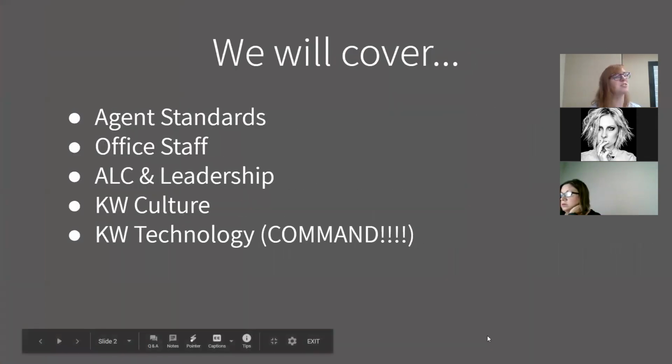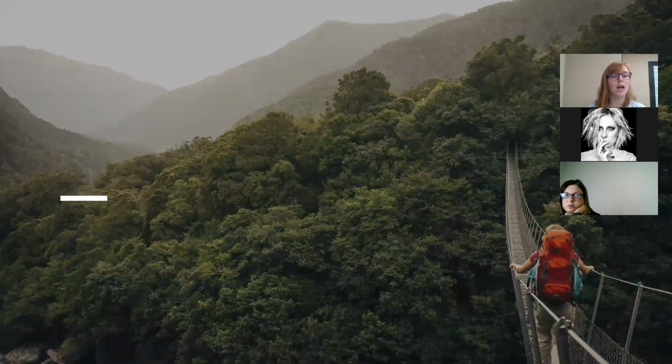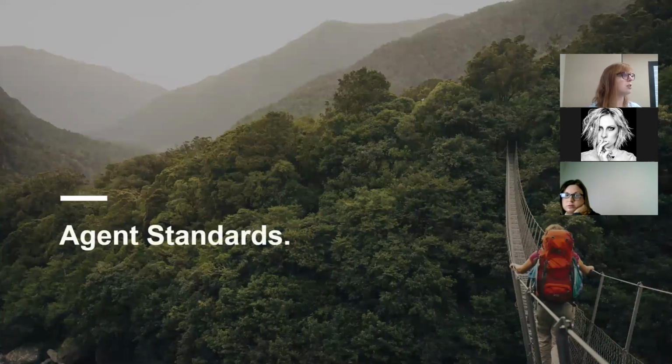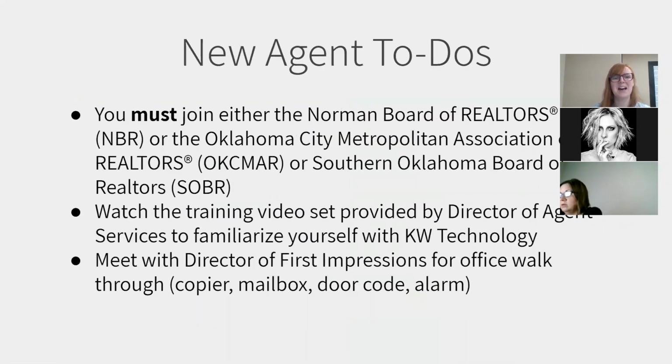So what we're going to cover is agent standards, office staff, ALC and leadership, KW culture, and then KW technology. The agent standards, you're going to know what those are because they're in your Guide to Success. All of you will have signed a binder that's your Guide to Success, and it has this information that we're about to go over in it. So don't feel like you have to memorize these right now.